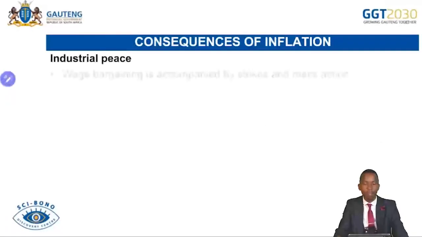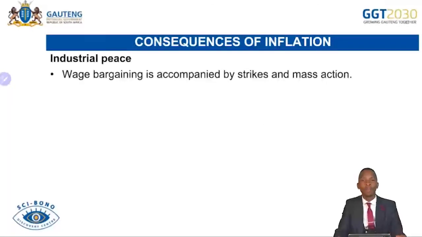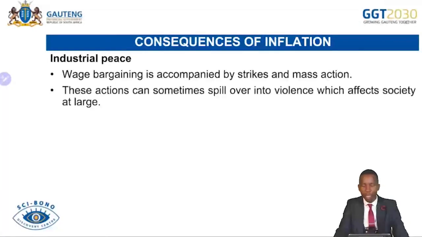Industrial peace. We know that if there is high inflation, normally workers embark on strikes, demanding more wages and salaries, and that will always lead to what? It will always lead to less supply and less production because of strikes. Wage bargaining is accompanied by strikes and mass actions. These actions can sometimes spill over into violence, which affects society at large.